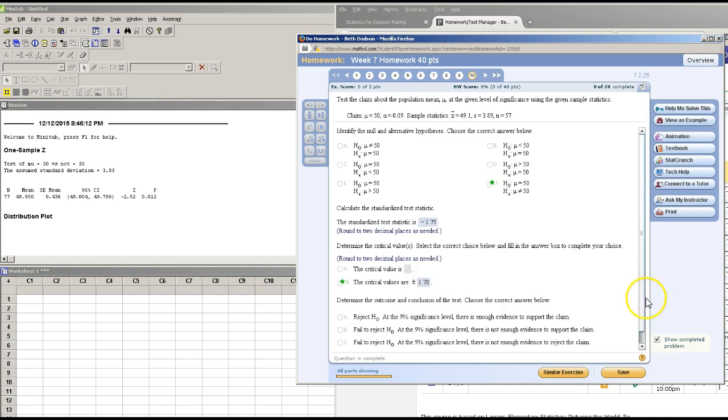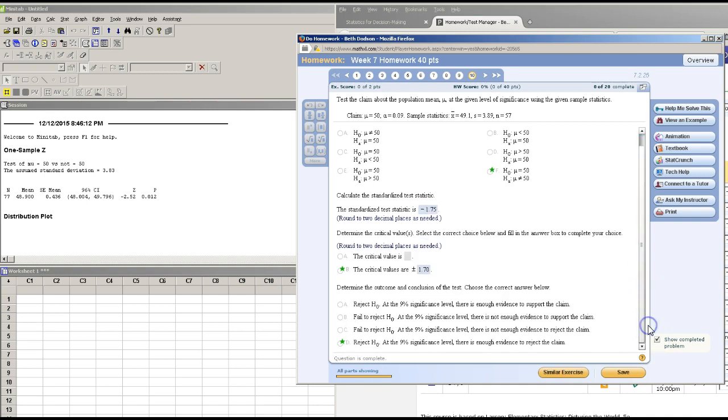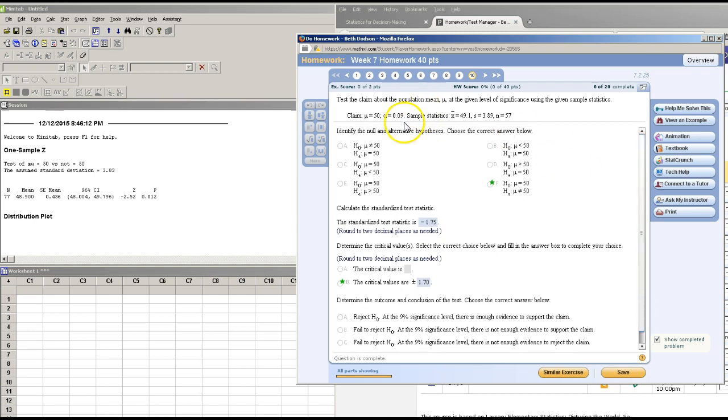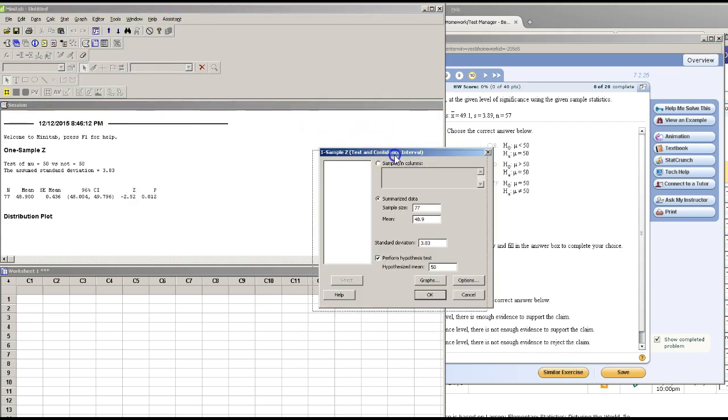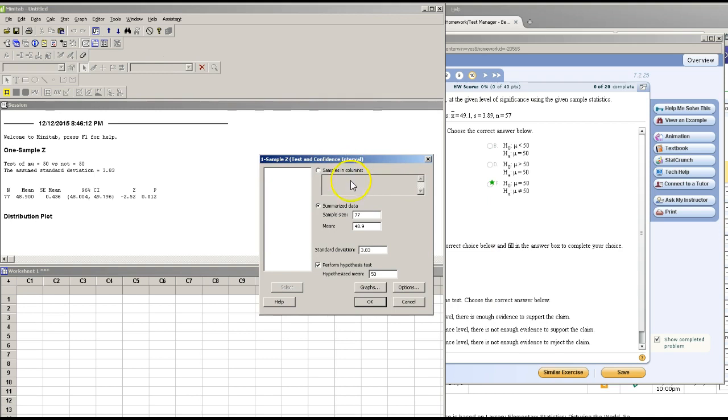So I have the ability to do this from the instructor's side. So what I can do is I can just go into Minitab and enter in this information. I am going to be testing the claim about a mean, and since I have an n greater than 30, I'm going to be using the z distribution. So you're going to go under Stat, Basic Statistics, One Sample Z, and once that's open, that's where you're going to enter in your information.